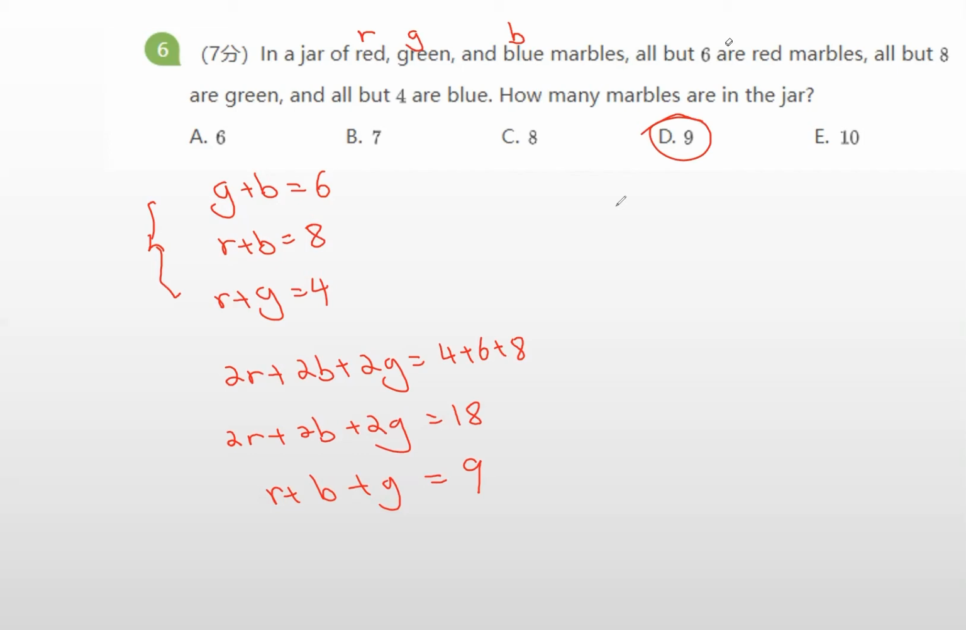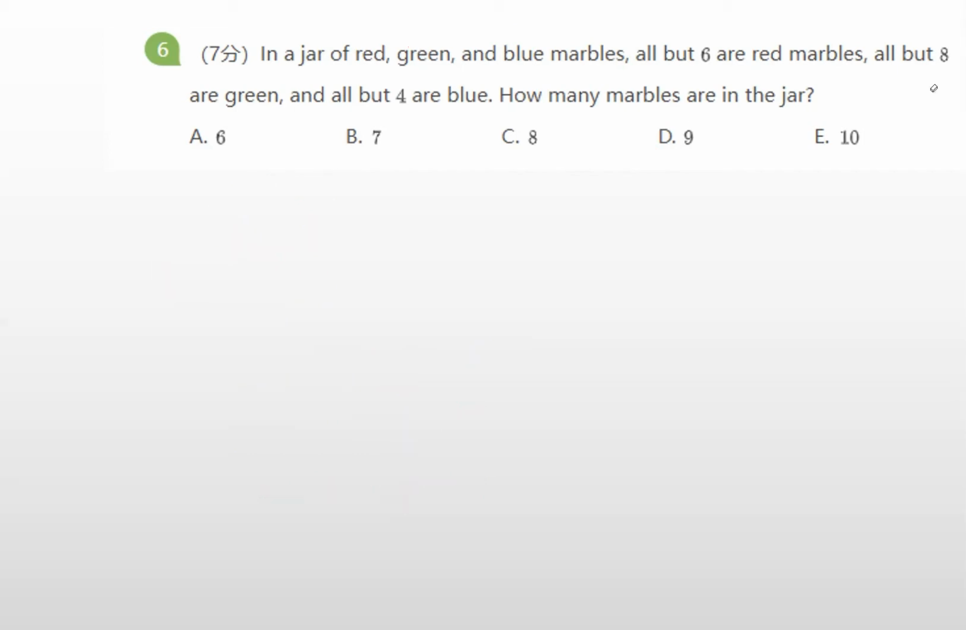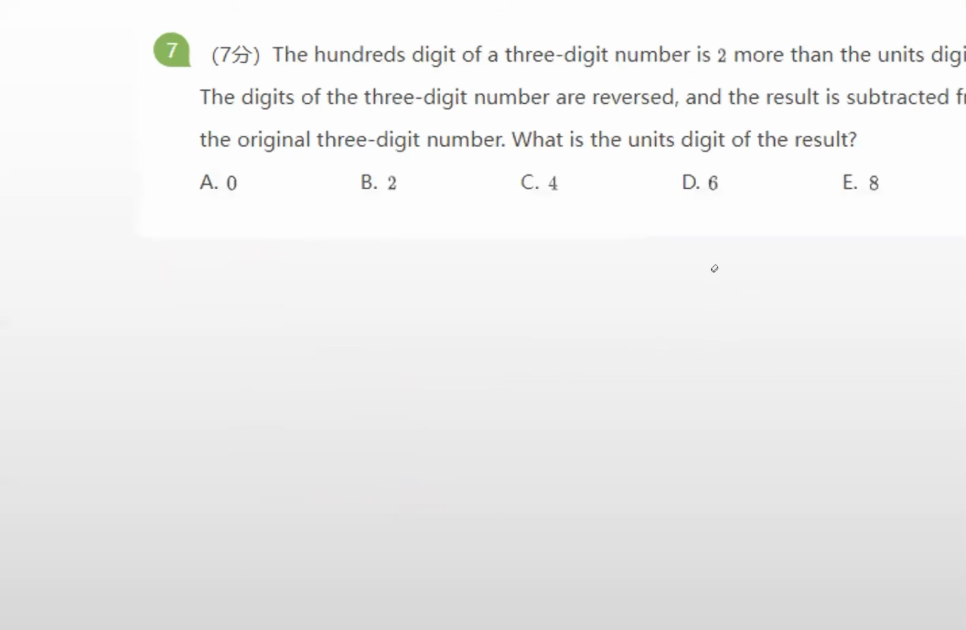So let's have a look at the next one. Pretty interesting question. So here we got the hundreds digit of a 3-digit number is 2 more than the units digit. The digits of the 3-digit number are reversed and the result is subtracted from the original 3-digit number. What is the units digit of the result?